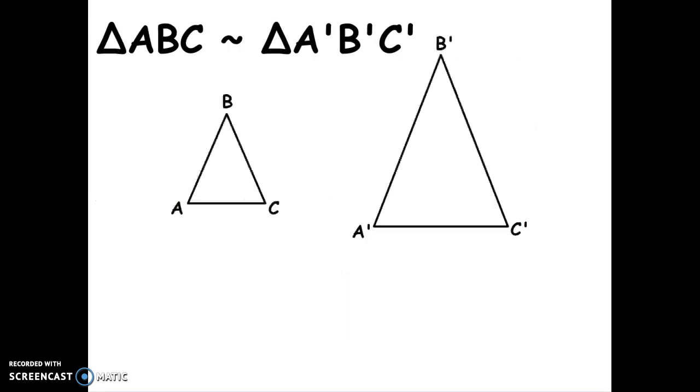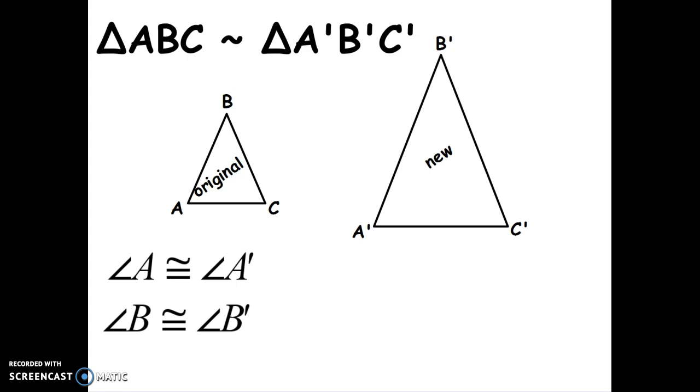So triangle ABC is similar to triangle A prime, B prime, C prime. The original figure is ABC, and A prime, B prime, and C prime is the new figure. Whenever you see the prime symbols, that tells you that's the new figure or the dilated figure. If they are similar, the corresponding angles are congruent. So angle A is congruent to angle A prime, angle B is congruent to angle B prime, and angle C is congruent to angle C prime.